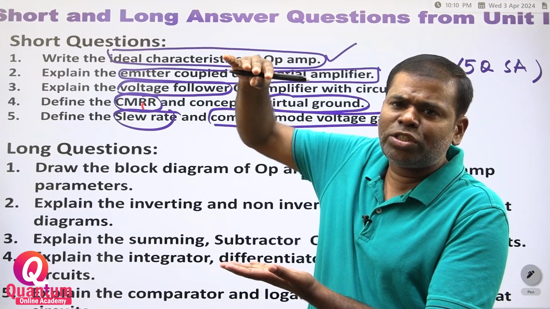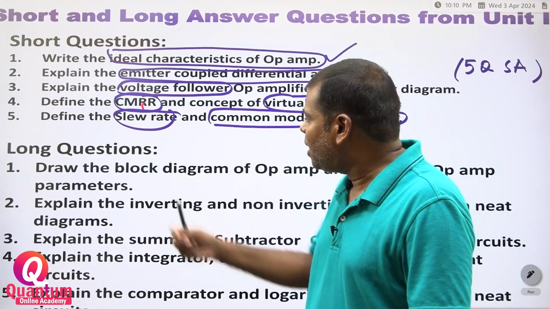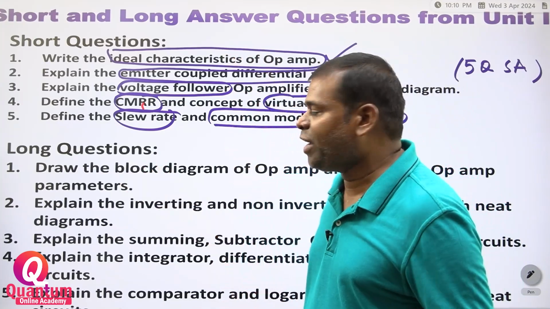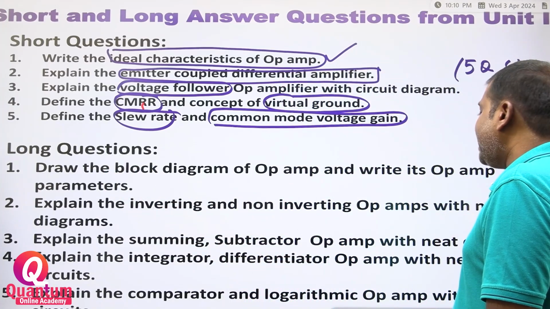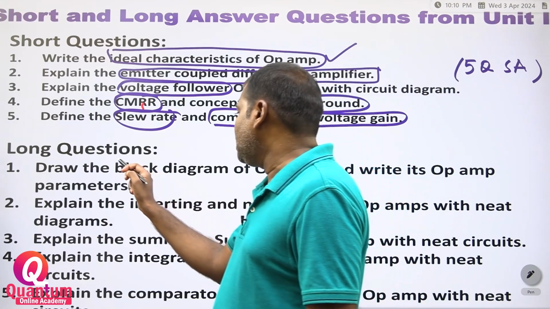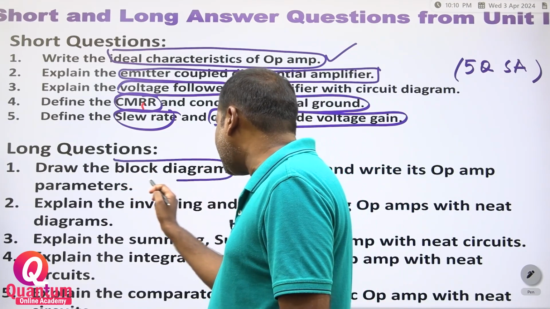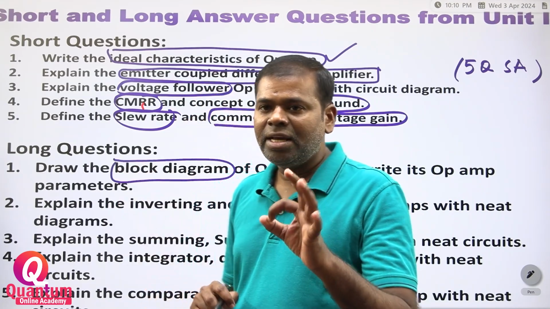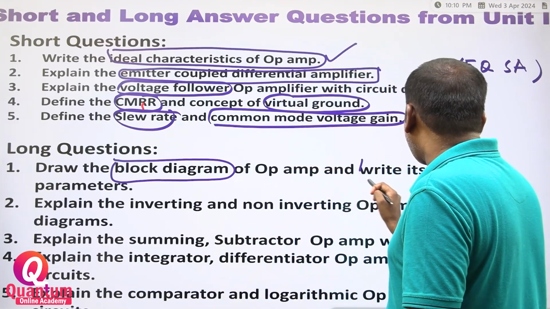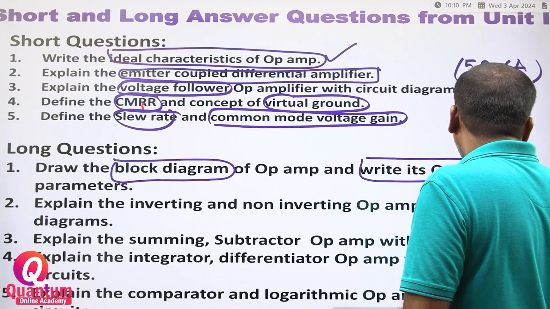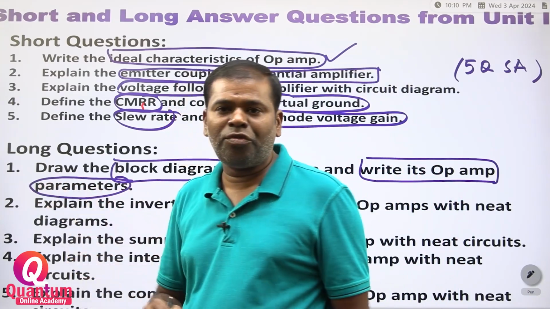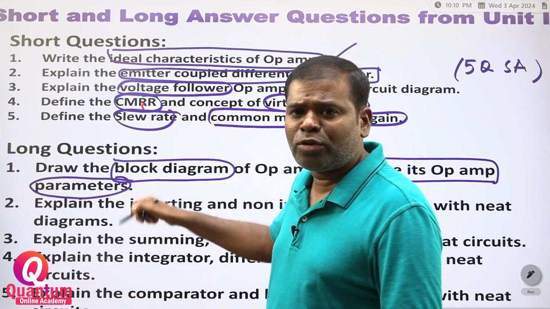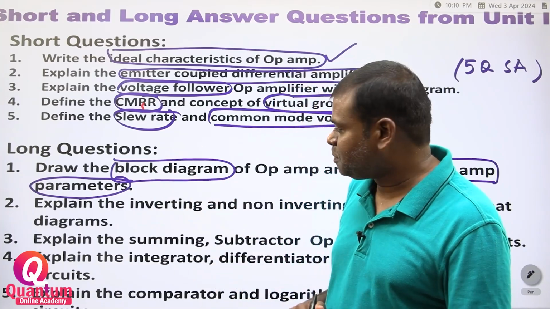There are so many long questions in unit 1, but I segregated them into 5 only. Draw the block diagram of op-amp and write its op-amp parameters. First you have to draw the block diagram of op-amp. Next, write its operational amplifier parameters. If you read the short questions, you can add those in this also.